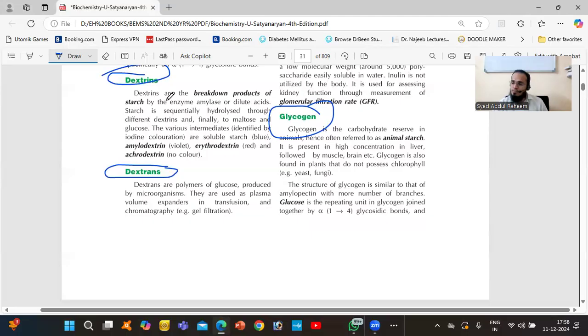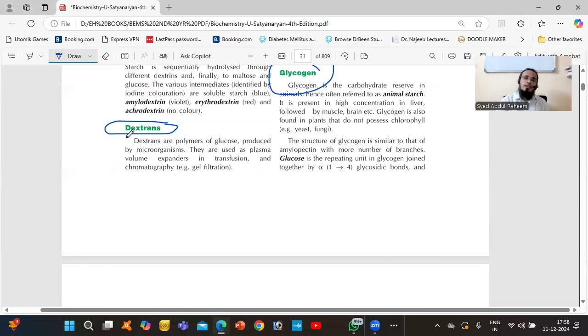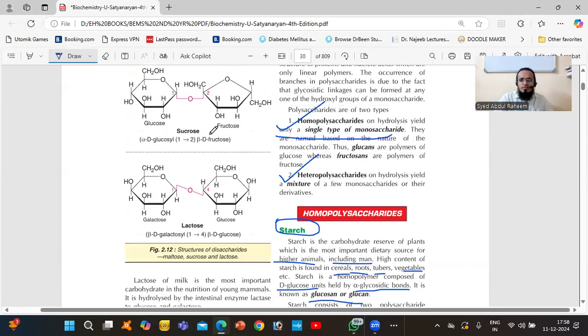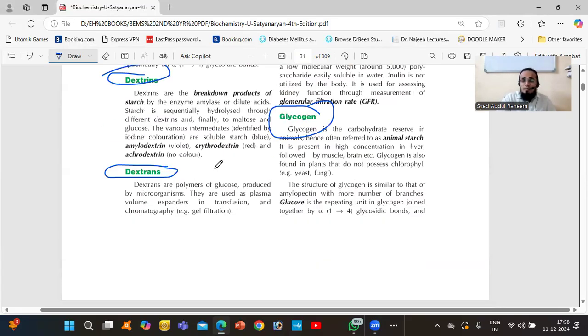Next, we have dextrans. Dextrans are polymers of glucose produced by microorganisms. They are used as plasma volume expanders in transfusion, and in chromatography. Dextrans are glucose polymers. What we have to understand is that these are polysaccharides, so we are understanding dextrans as an example of polysaccharides.